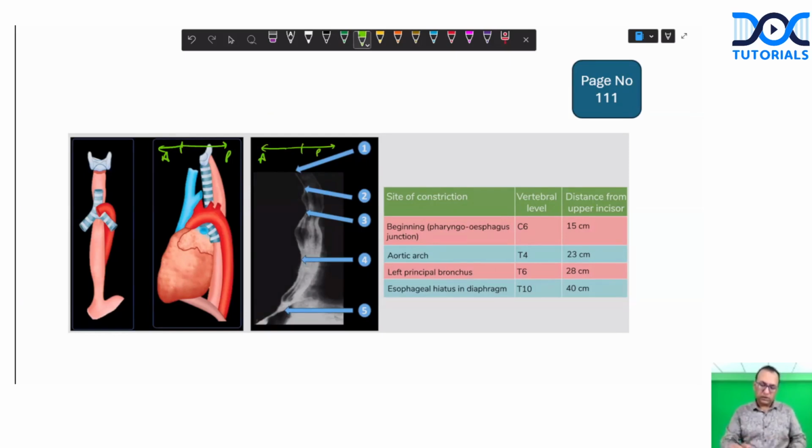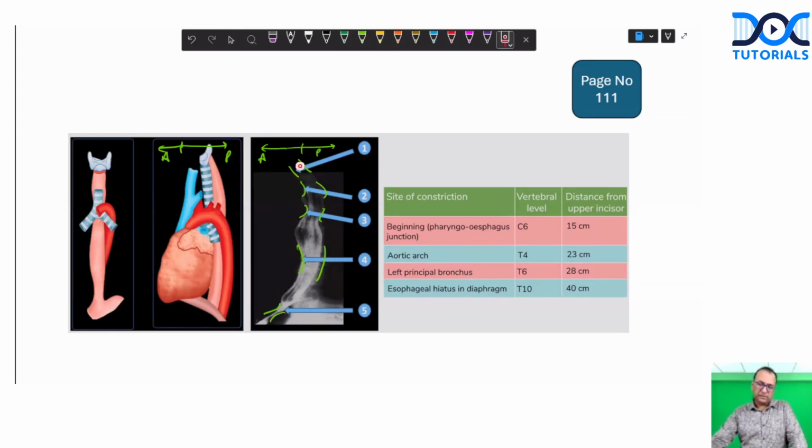So what is this narrowing? First narrowing due to? What is this second narrowing due to? What is this third narrowing due to? What is this fourth narrowing due to? What is this fifth narrowing due to? That is the point. Radiology people say there are 5: first, second, third, fourth, and fifth.